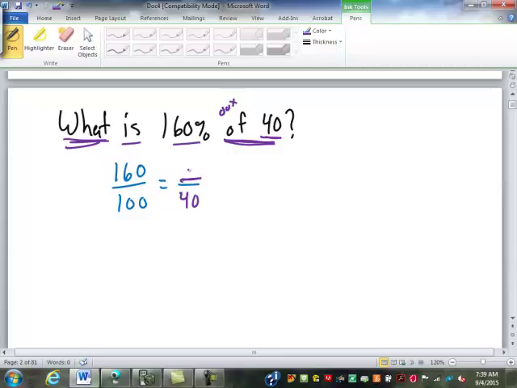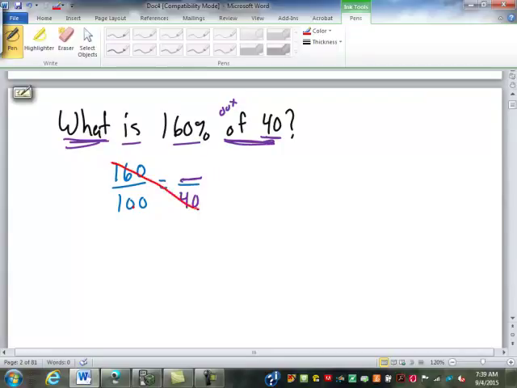Now, one thing we know about the result we're going to get here is it's going to be bigger than 40. How do I know that? It's more than 100%, which means we're going to have something bigger than what we started with. This 100 down here can also be thought of as a percent. 100% is the whole thing, or the starting amount. So when we look at this, the 40 is the starting amount, or the whole thing. And what we're going to get is based off of the 40.